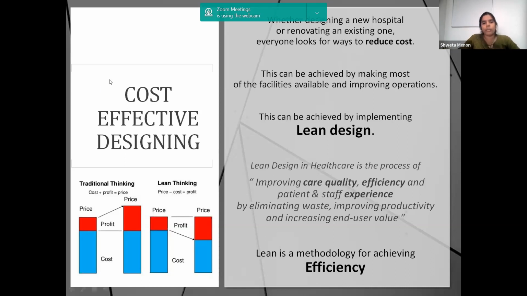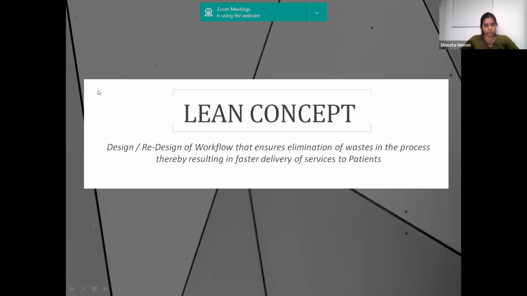So if we take it this way, the lean concept, in our architecture terms, we will define it as designing or redesigning of a workflow that ensures elimination of waste in the process, thereby resulting in faster delivery of services to the patient. So whatever process we recommend, whether it is department arrangements, facilities within those departments, things should move smoothly, things should move quickly, and that is the only way turnover happens in the hospital.